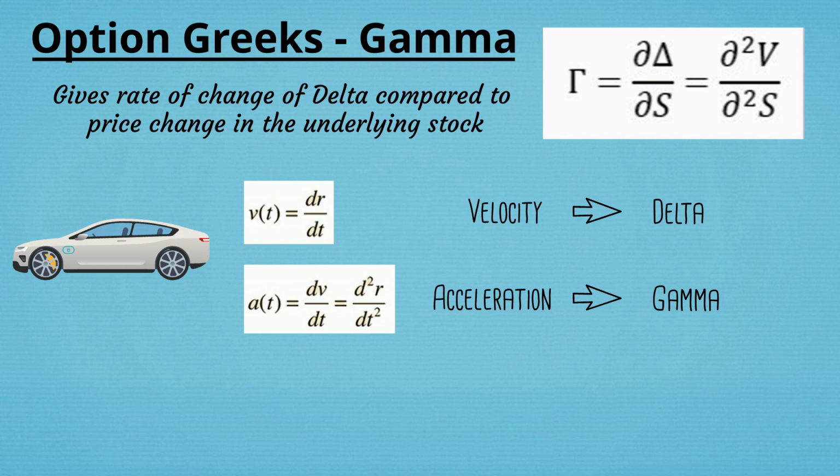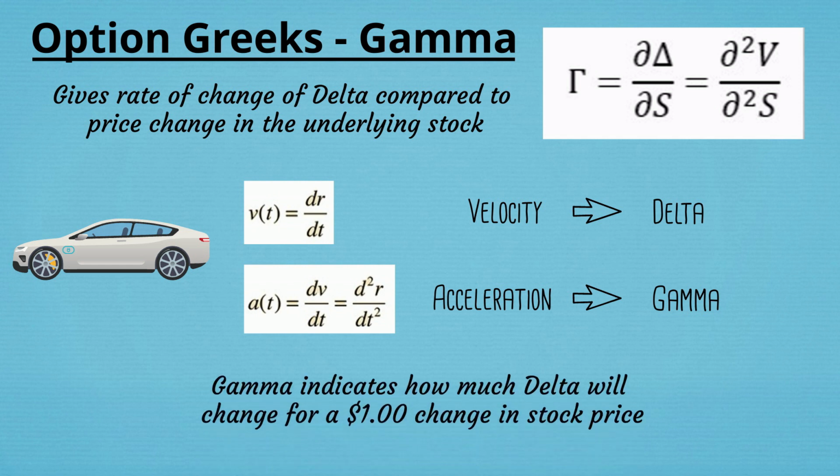So why is this important? Well, gamma tells you how much delta is going to change for every $1 change in the stock price. So if you remember from the last video, delta gives you the change in the option price for every $1 change in the stock price. But delta is not constant. Delta also changes. As the stock price changes, delta changes. So that's what gamma tells you.